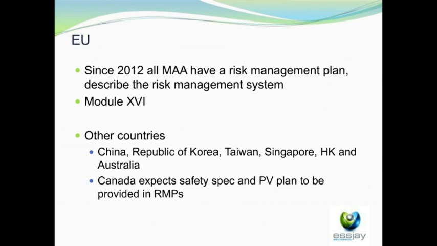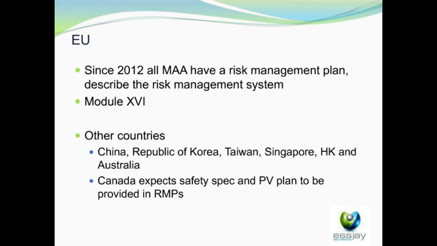If we look at the EU, we know that we have been required to submit a risk management plan for new chemical entities, but as of 2012, all marketing authorization applications did have to have a risk management plan, which would detail the risk management system, and that would include your risk minimization activities, whether that be routine or additional activities. And this is covered in Module 16, that's the risk minimization activities, and we'll come on to that in a little while.